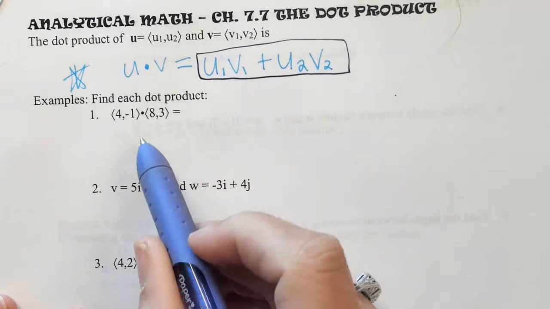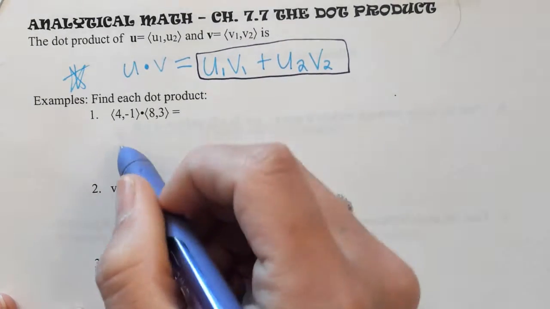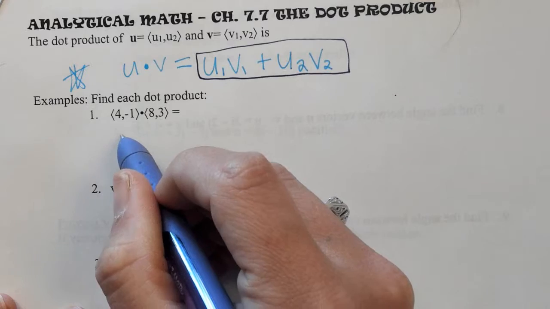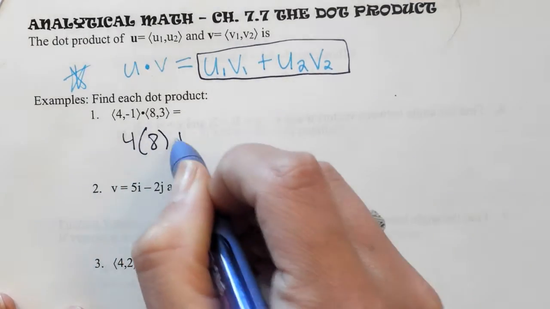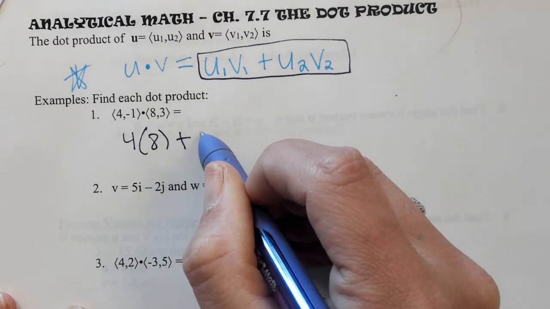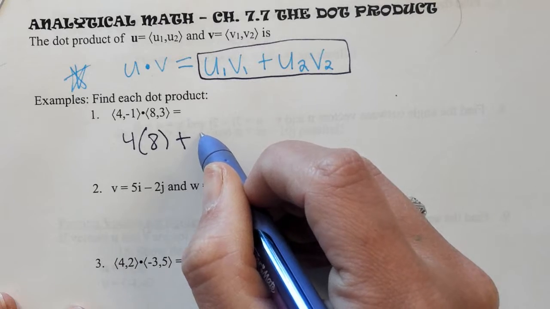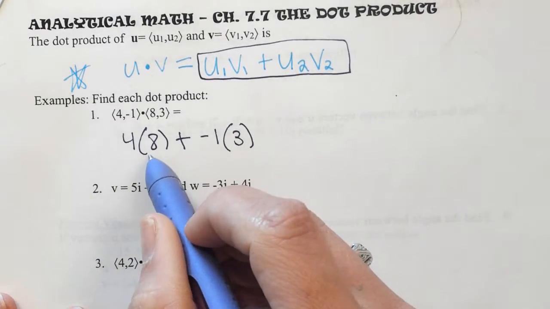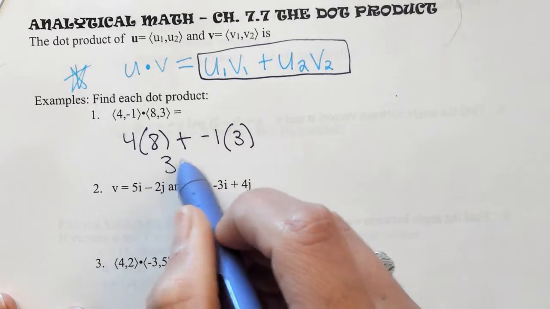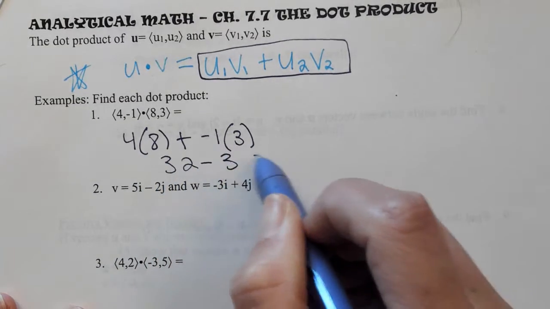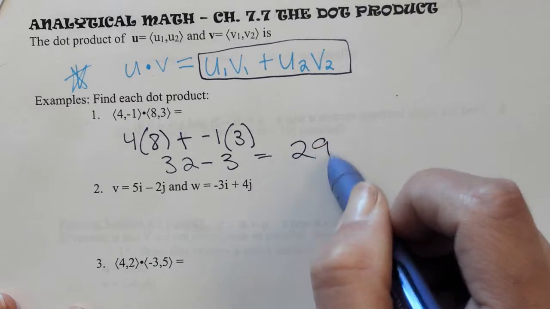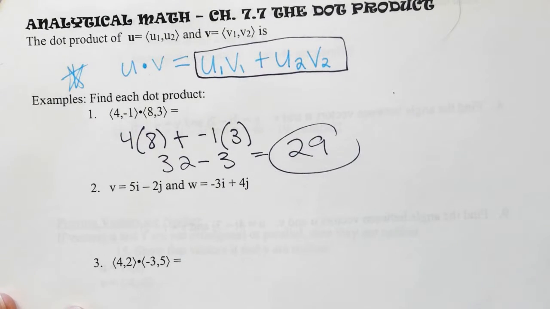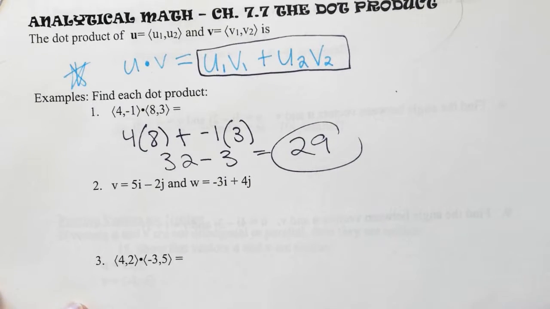So for this dot product, we're going to multiply what two numbers together? 8 times 4. Good. So 4 times 8, and then add together negative 1 times 3. Okay. Very good. So this would be 32 minus 3, and that's going to give us 29. That's it. That's the dot product. Super easy.